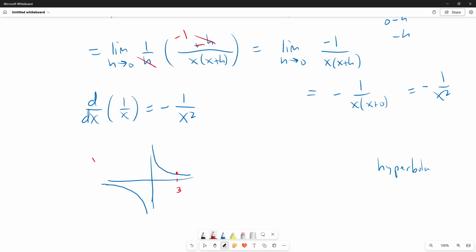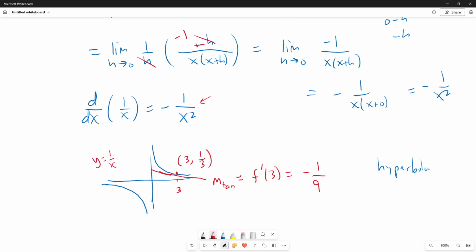If x is 3, so this curve is y equals 1 over x, the y coordinate is 1 over 3. So the point 3 comma 1 over 3 is on the curve. We have a tangent line, and we want to know the slope of the tangent line. And the derivative tells us the slope of a curve. So we're going to take the x coordinate 3 and plug it into the derivative. We put 3 in for x, and we get negative 1 over 3 squared, which is 9. So the slope of this line is negative 1/9.